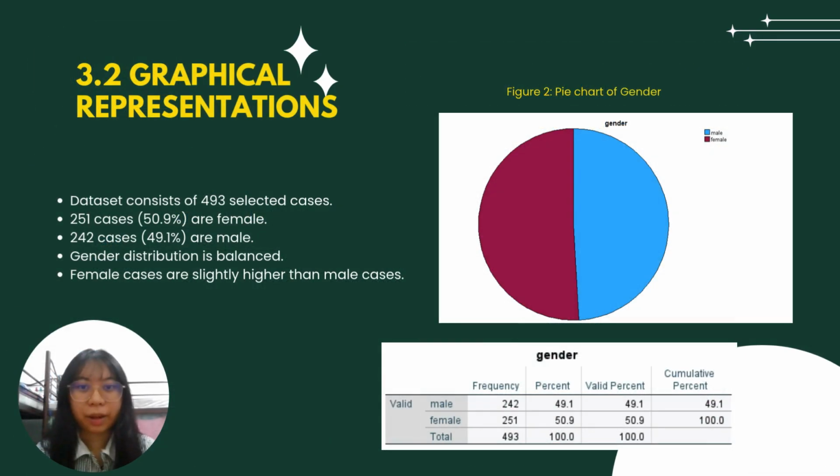This page is about the graphical representation of our sample data. Firstly, figure 2 shows the pie chart of gender distribution. Out of 493 selected cases, 50.9% are female while 49.1% are male. This indicates that the dataset has a balanced distribution between males and females, with females slightly higher.